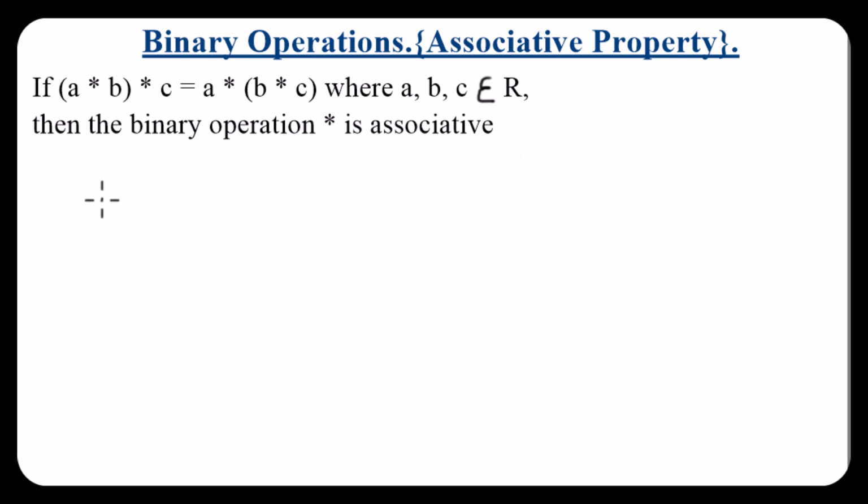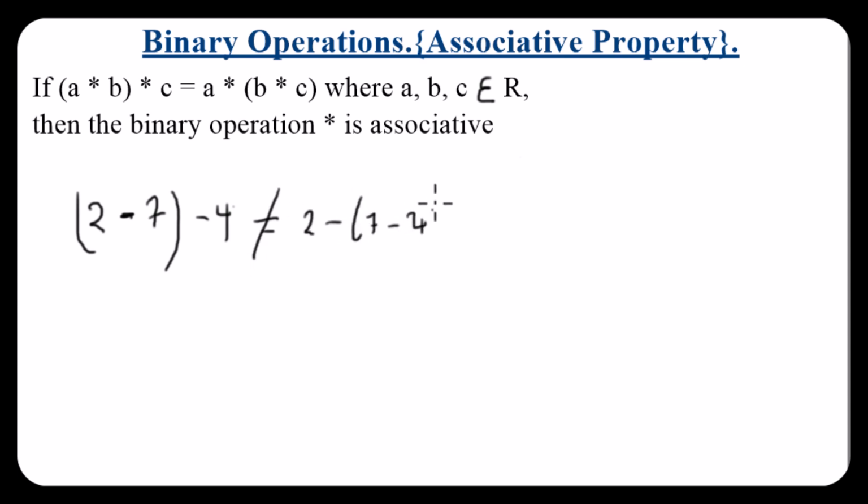Let's say, for instance, we have 2 minus 7, and then minus 4. So (2 minus 7) minus 4 can't be equal to 2 minus (7 minus 4). Let's try it. 2 minus 7 is minus 5, and then minus 5 minus 4 is minus 9. Let's see whether this will be equal.